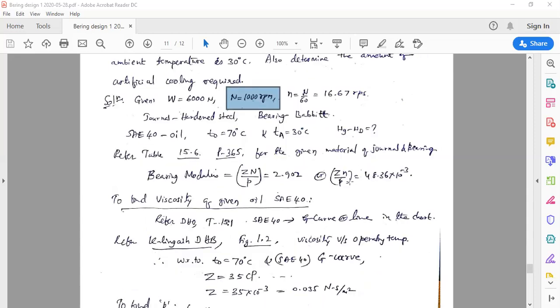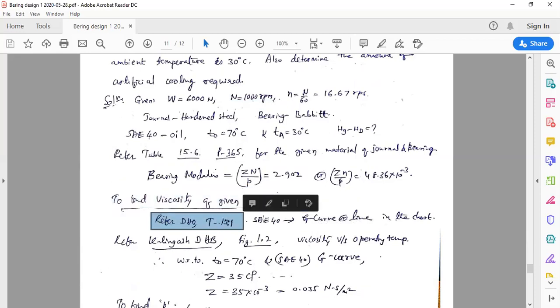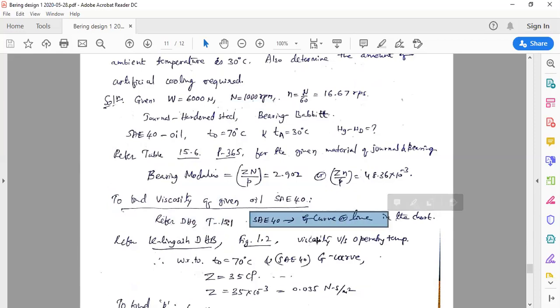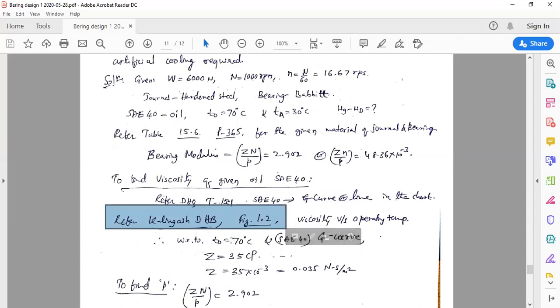Before proceeding with this calculation, we can use the temperature versus viscosity chart to find the viscosity of the given oil, that is SAE 40. Refer to table number 15.1 of the Mahadevan data handbook. SAE 40 refers to the G curve or G line in the chart. In the meantime, there is a specific gravity also given at 15 degrees centigrade, that is not required for us in this particular procedure. Now refer to the Lingaya data handbook, in which figure number 1.2.